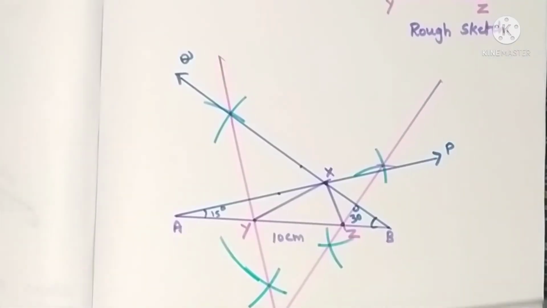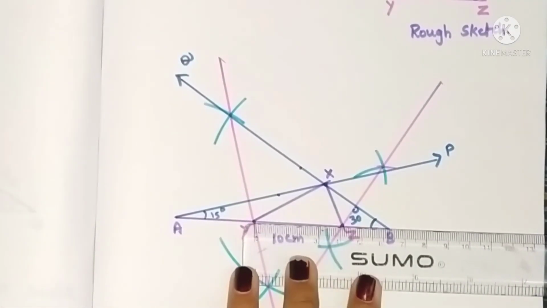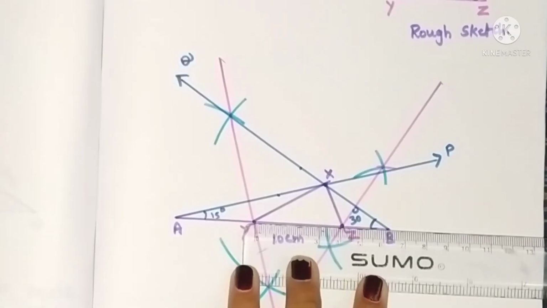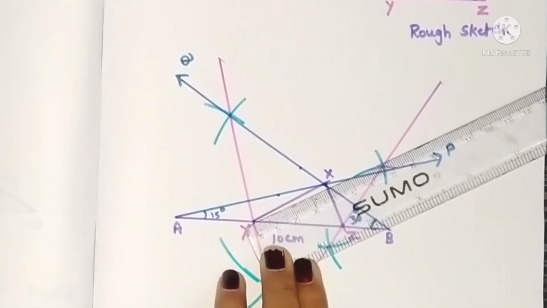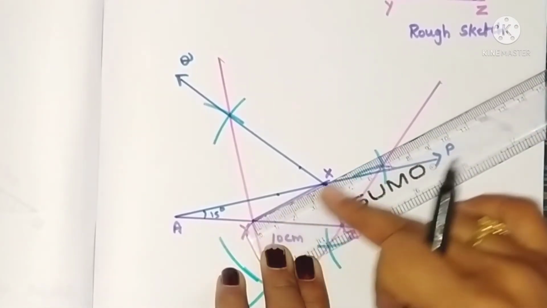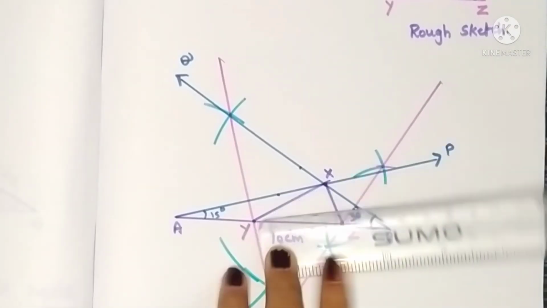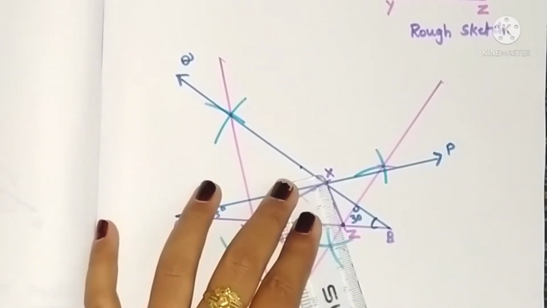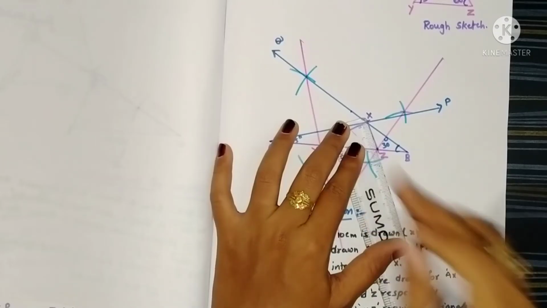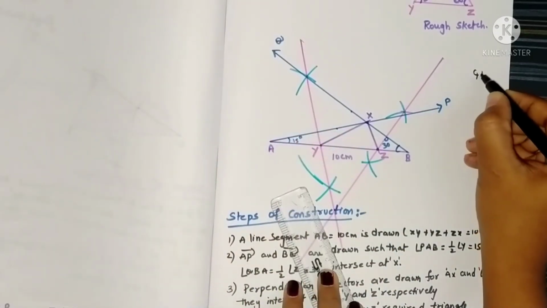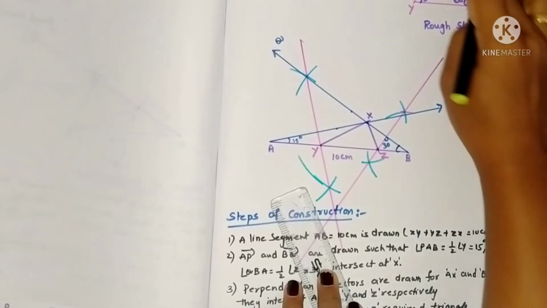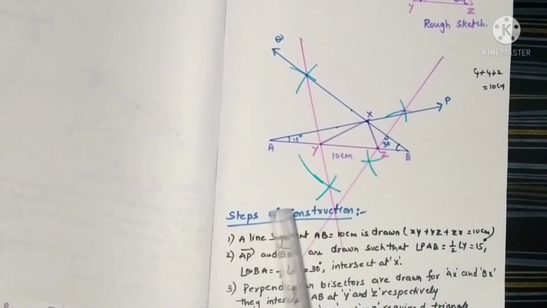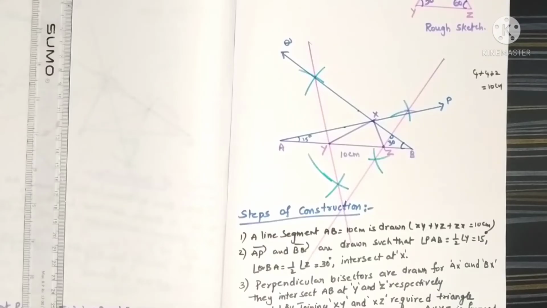So if you measure, see, sorry, YZ as 4 and XY also 4. Next XZ as 2. So 4 plus 4 plus 2, total 10 centimeters. Okay, so our construction is correct.